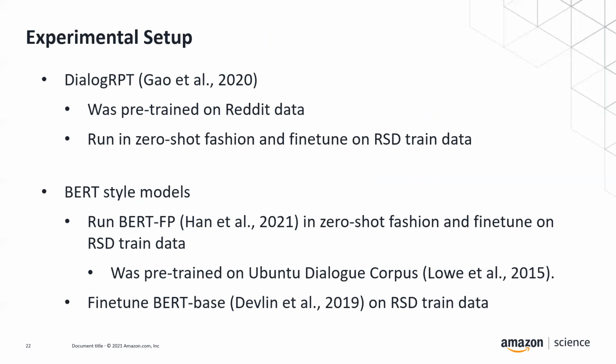For our experimental setup, we have 2 different types of models. The first is DialogRPT. So this is a ranker that was pre-trained on Reddit data, and we both run it in a zero-shot fashion on our testing data and fine-tune it on our training data. And then we have BERT style models, where we have BERT-FP, which is a strong response selection model on the Ubuntu dialog corpus. So this model was pre-trained on the Ubuntu dialog corpus, and we run it in a zero-shot fashion and also fine-tune it on our training data. And then finally, we just fine-tune BERT base on our training data.